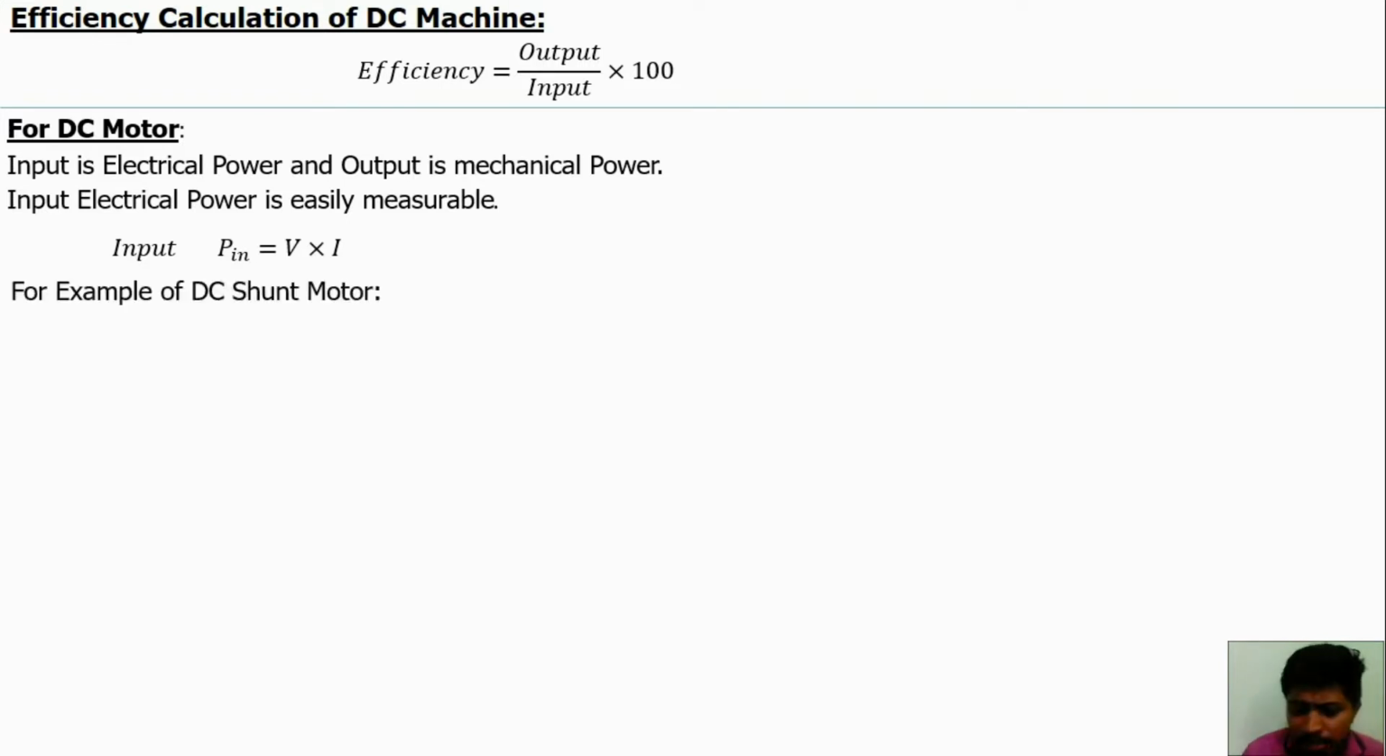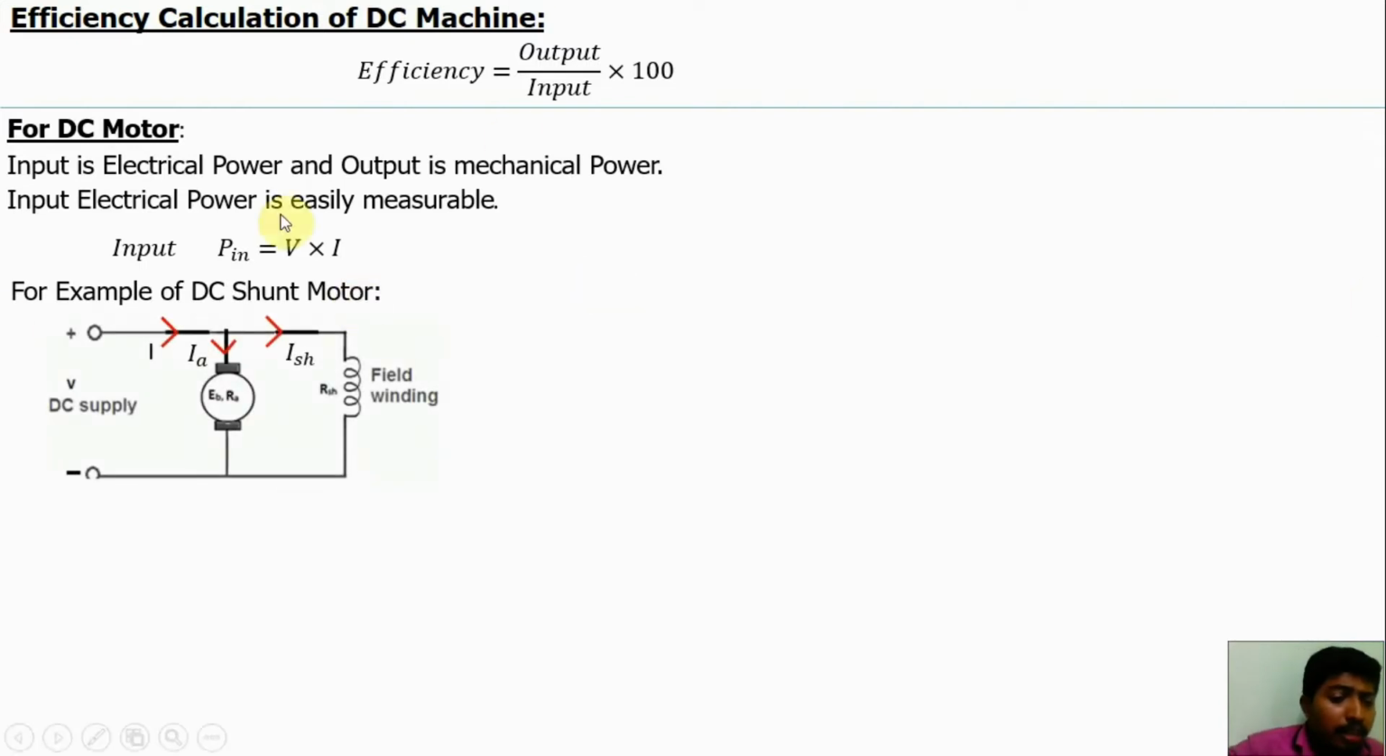For the shunt motor, here this is the input voltage, and here this is the input current. This is the armature current, and this is the shunt field winding current. So P_in is equal to V into I. For motors the input is easily measurable. If you know the armature current and shunt field current, we can easily find the input current.